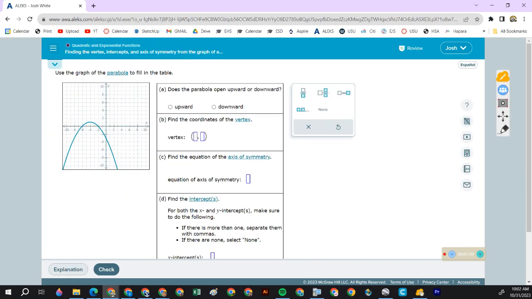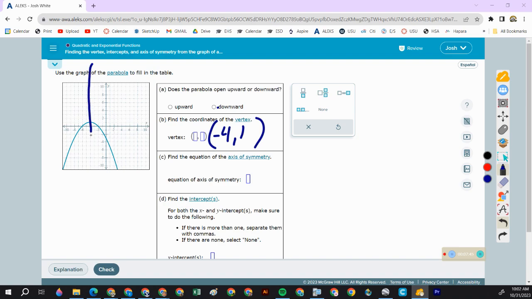Okay, this is a really tough question. Does this open up or down? Down. What is the vertex? -4, 1. Axis of symmetry. What is the equation of the line that cuts this parabola exactly in half? Well, it would be the line x equals -4. A vertical line is given by x equals, a horizontal line is given by y equals. So this is x equals -4.